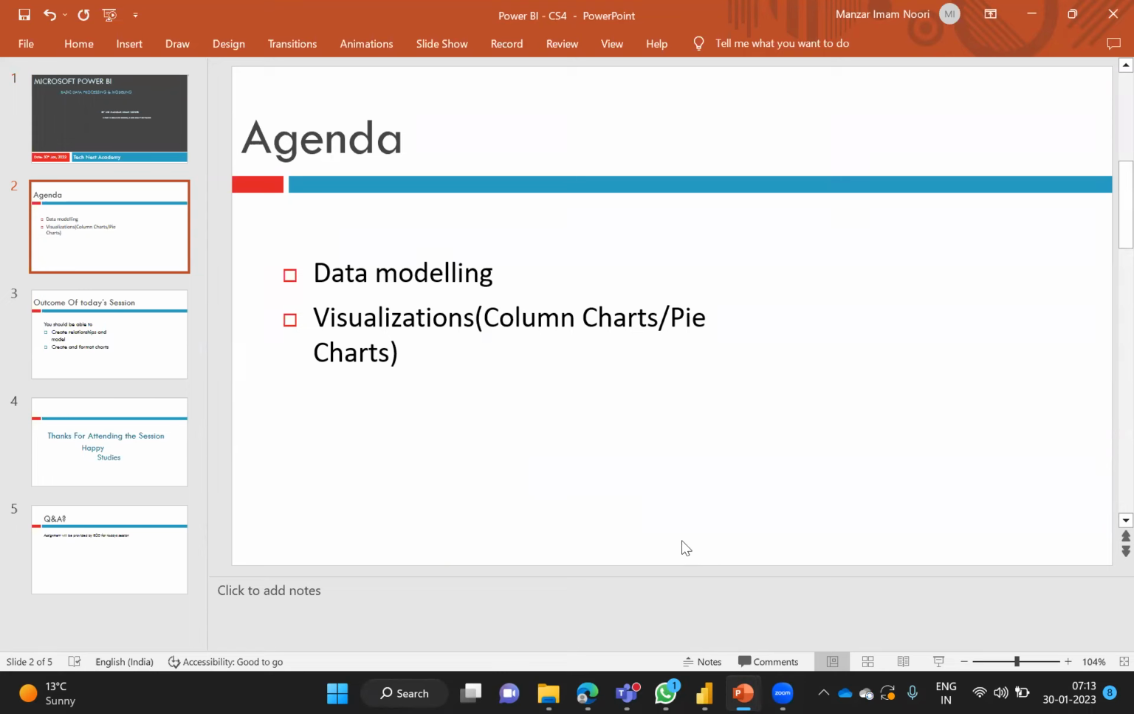So, do you have any prior knowledge on modeling concepts, like how these modelings are done in data warehousing? What are the different types of modeling we use?